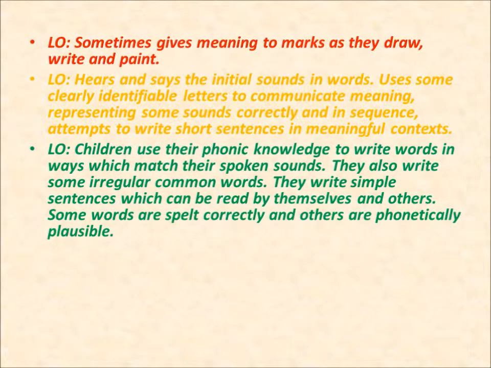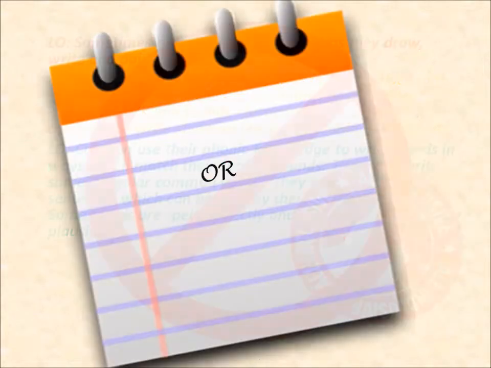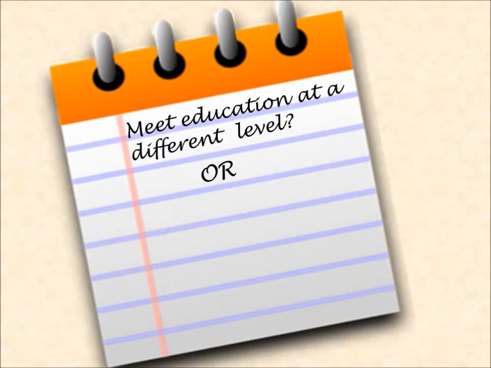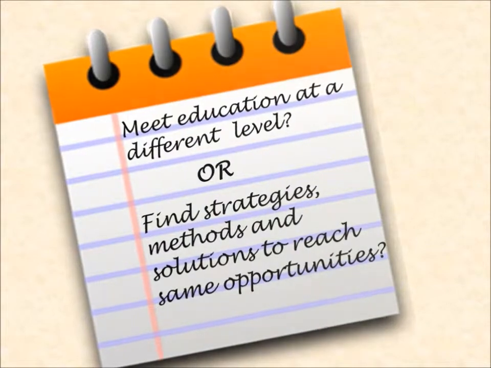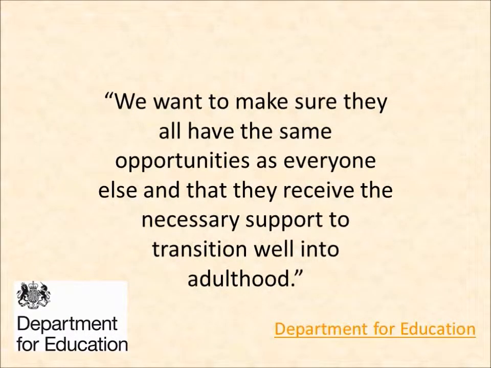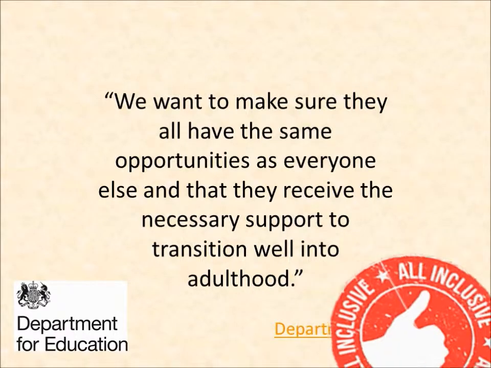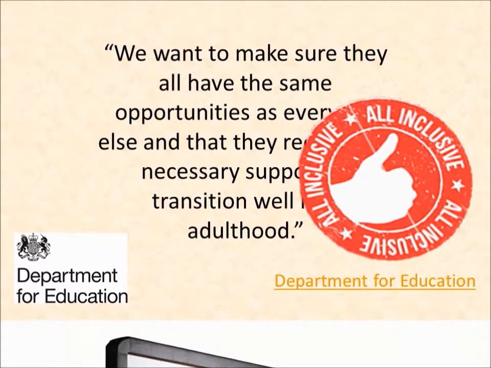On placement, I observed the teacher using different learning objectives within the lesson. Some may say that this was inclusive, however I believe that this was exclusive. Should a child who has a learning or physical disability meet education at a different level, or should the teacher provide methods and strategies to help them reach the same opportunities as others? The Department for Education suggests that children with learning disabilities should lead their lives like any other person, with the same opportunities as everyone else, and to receive the necessary support to transfer well into adulthood. This to me means inclusion, particularly for those who are most often excluded.